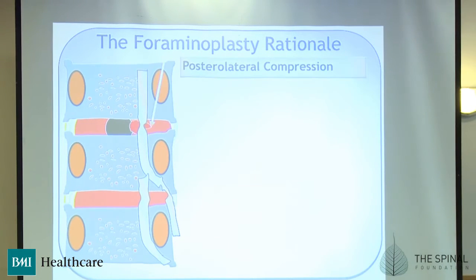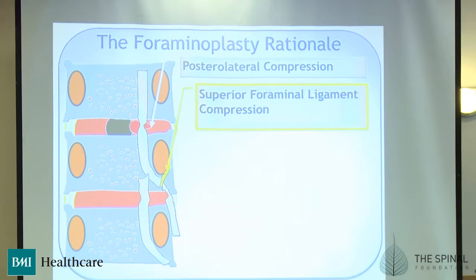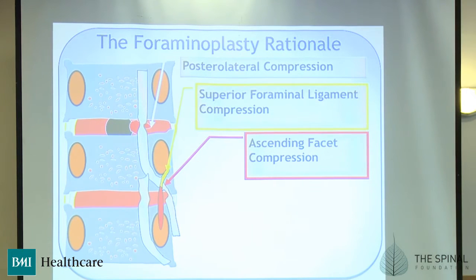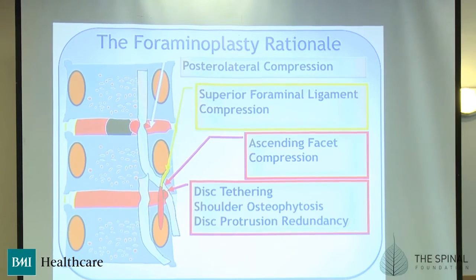So looked at another way, we've all been brought up to understand that a disc protrusion at that level will be causing irritation of that nerve, and that's where the problem is. Well, it isn't always as simple as that. The level below may be having impaction from the superior foraminal ligament, from the ascending facet joint, from small disc protrusions out in the foramen, and sometimes osteophytes sitting there. We call them shoulder osteophytes. And they sit in the front of the nerve.